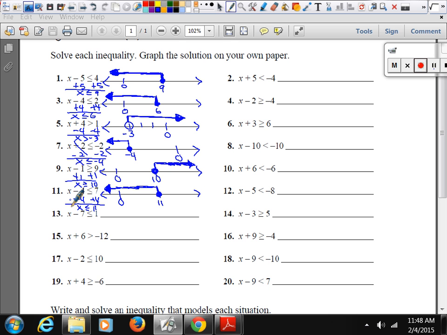Would 11 be a right answer? Yes. 11 minus 4 would be 7. Is 7 less than or equal to 7? Yes, it is equal, so that would be right.